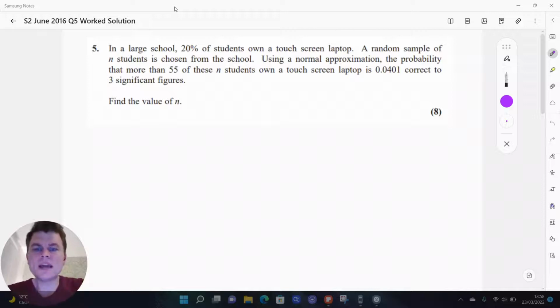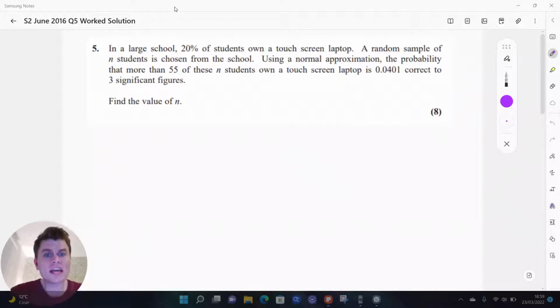This question, you can see we have a large school of which 20% of students own a touchscreen laptop. We take a random sample of n students from that school, and it says using a normal approximation, the probability that more than 55 of these n students own a touchscreen laptop is 0.0401, correct to three significant figures. Find the value of n.